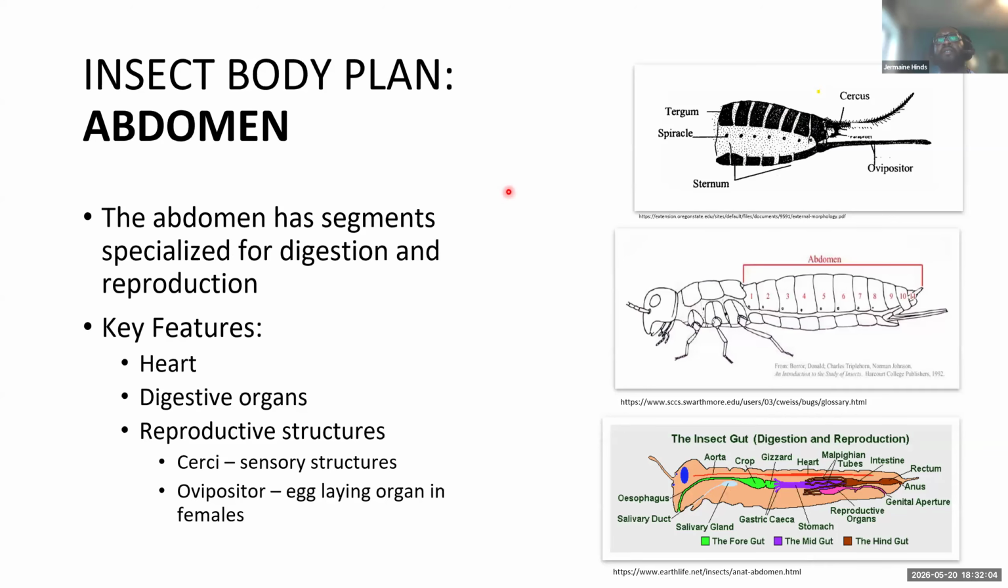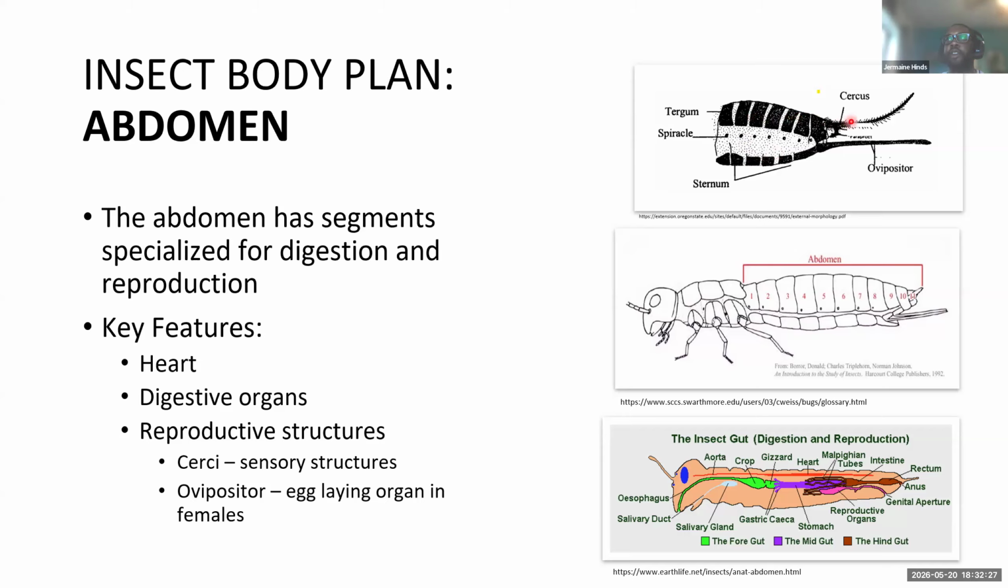Looking at the final part of the insect body plan, you have the abdomen. This has segments specialized for digestion and reproduction. This is the back of an insect, and you can see these repeating segments. The spiracles are their breathing holes. This is how insects exchange gases with the environment, through these little breathing holes.